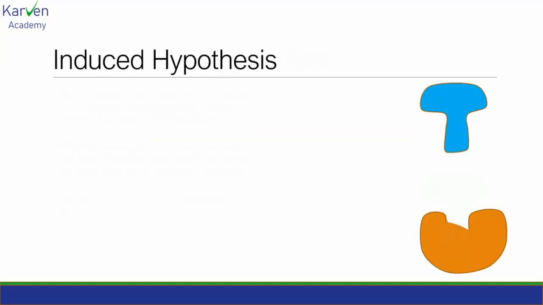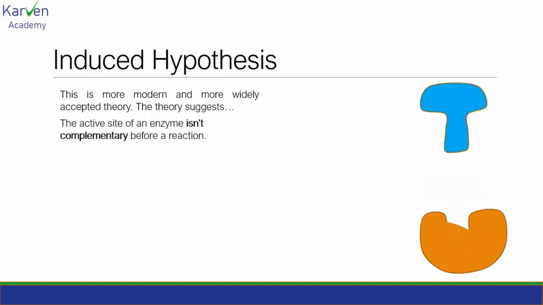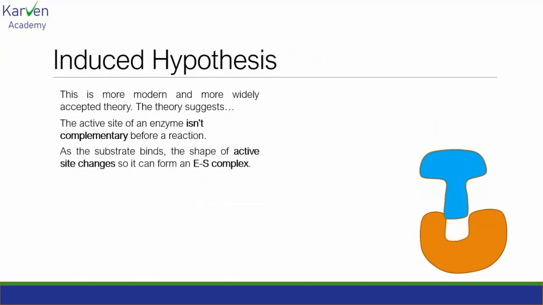The induced fit hypothesis is a more modern and more widely accepted theory. The theory suggests that the active site of an enzyme isn't actually complementary before a reaction. But as the substrate binds, the shape of the active site changes so it can form an enzyme substrate complex.